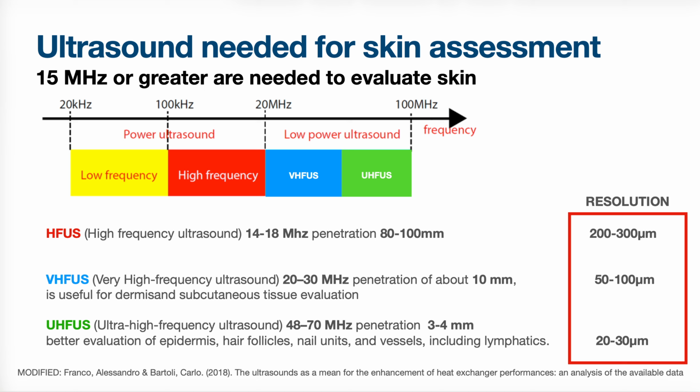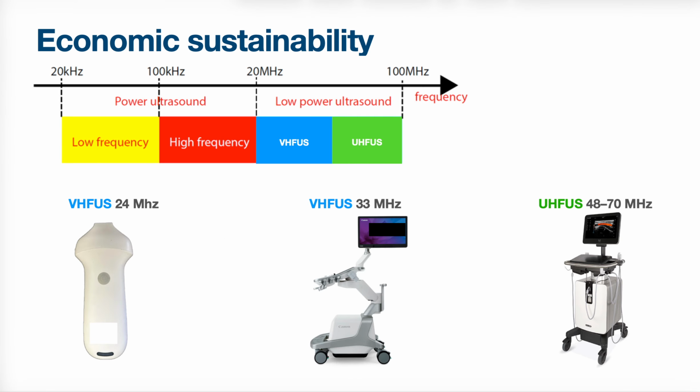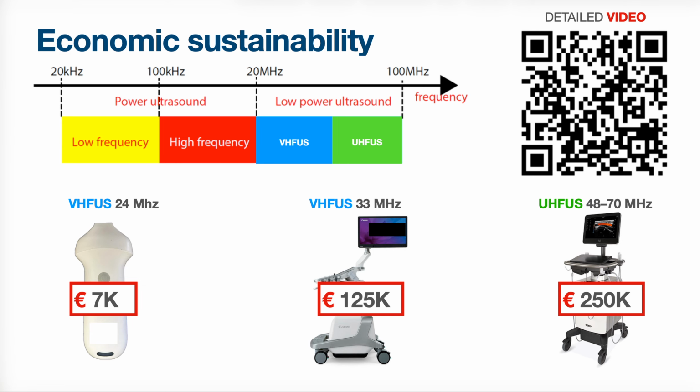If we make an average estimate, high-frequency ultrasound has a resolution of about 300 microns, very high frequency around 50 to 100 microns, and ultra-high frequency about 20 to 30 microns, almost like microscopy. It is very important to point out that resolution comes at a cost. We must always consider that the economic sustainability of these technologies is always to think about.